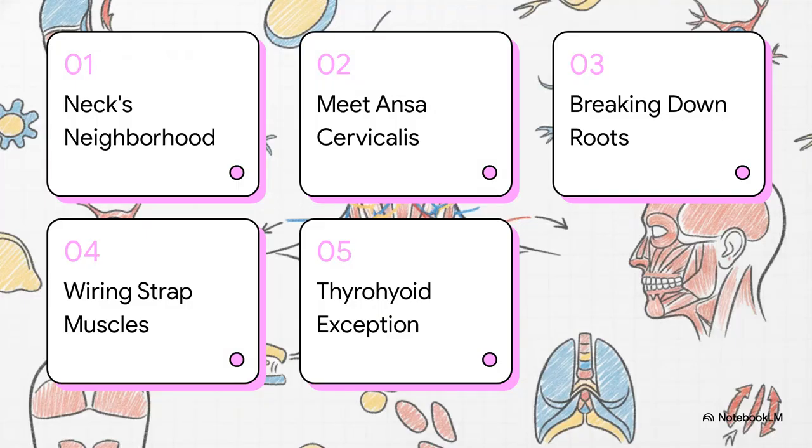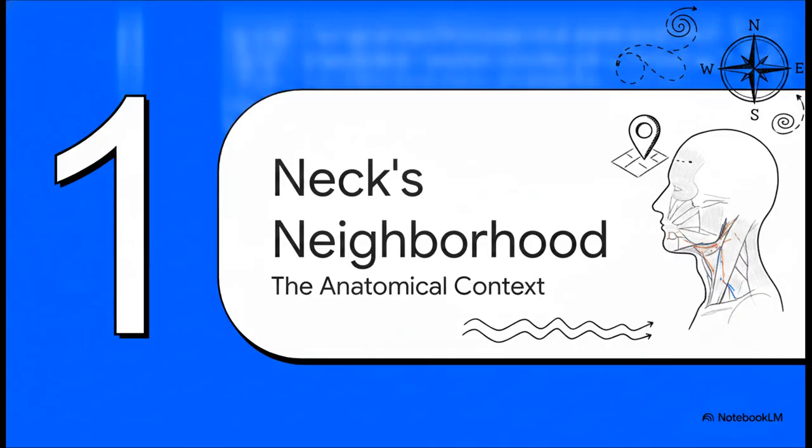We'll start with the neck's anatomical neighborhood, meet the Ansa cervicalis itself, break down its roots, see exactly how it wires up the strap muscles, and then wrap up with the infamous thyrohyoid exception. Starting with part 1, the neck's anatomical neighborhood.